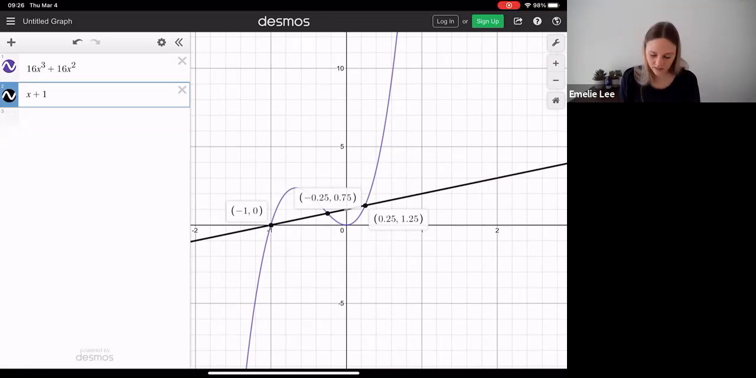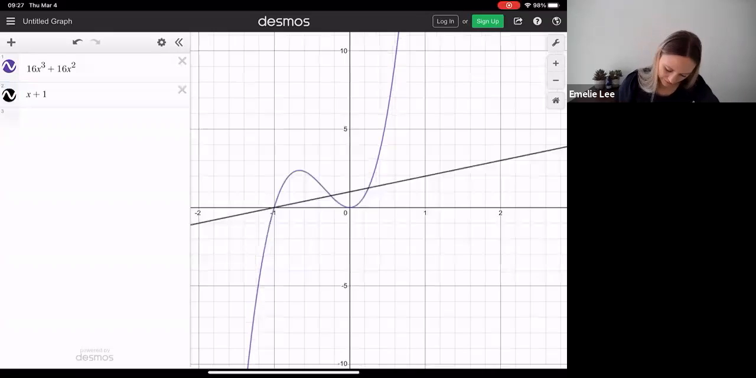Okay, a dog that's driving me nuts today. We've got these points of intersection, right? So let's just graph this out so that we can talk about them.